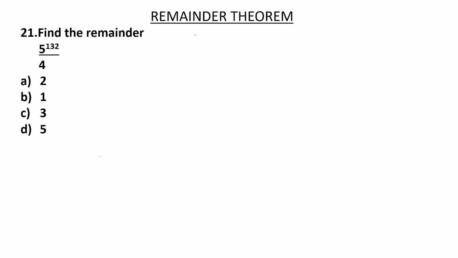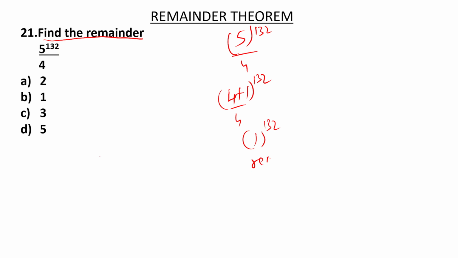Let's move on to the next question. The same way, all we need to do is find the remainder of 5 power 132 by 4. There is no need for you to stress about it, because we can simply write it as 4 plus 1 by 4 whole power 132. So our value will be 1 power 132 and our remainder is 1. That's it. I hope you understand it.